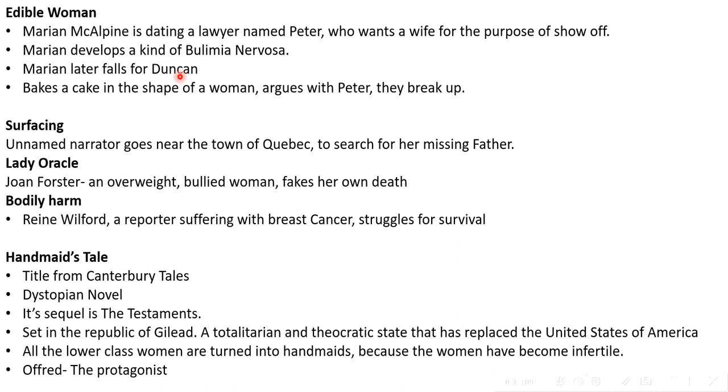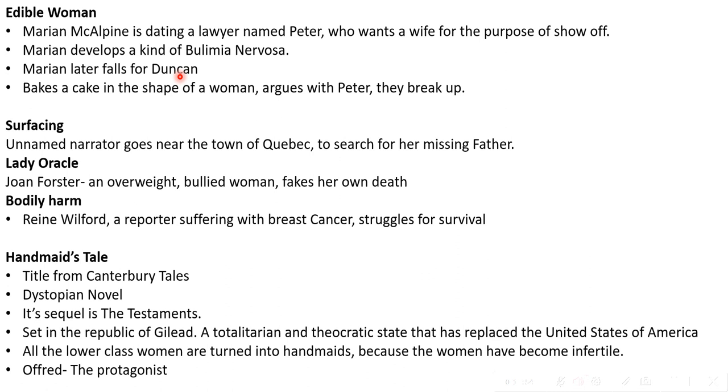And one day, when Peter asks her to dress up and go to a party with him, she doesn't want to go. But Peter forces her to come along. So she dresses herself in a ball gown like a lady, and she bakes a cake in the form of a woman. And she says, take this cake and eat it. Eat it as you have eaten my self-respect, my independence. She puts all her grudges out and says everything she wanted to say. Peter starts getting angry and leaves after breaking up.